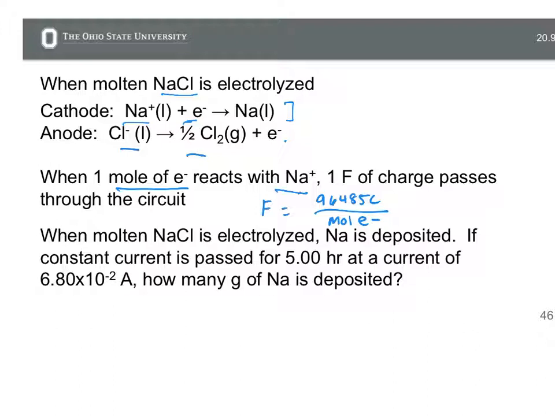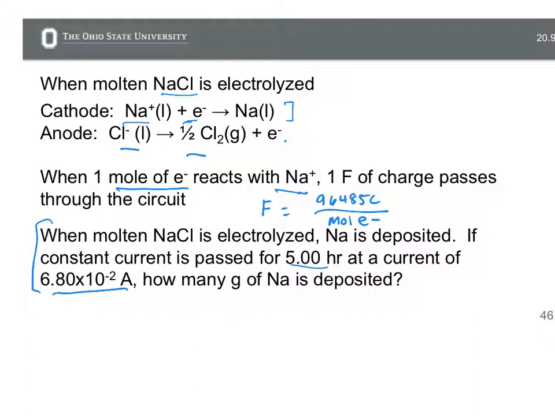So here's an example problem. When molten sodium chloride is electrolyzed, sodium is deposited. If a constant current is passed for 5 hours at a current of 6.8 times 10 to the minus 2 amperes, how many grams of sodium is deposited? So these types of problems sound very confusing initially, I think. But really, all you need to be able to do here is dimensional analysis.